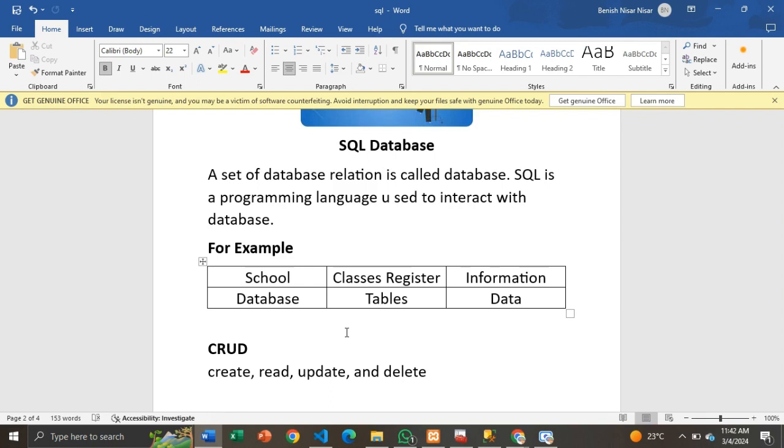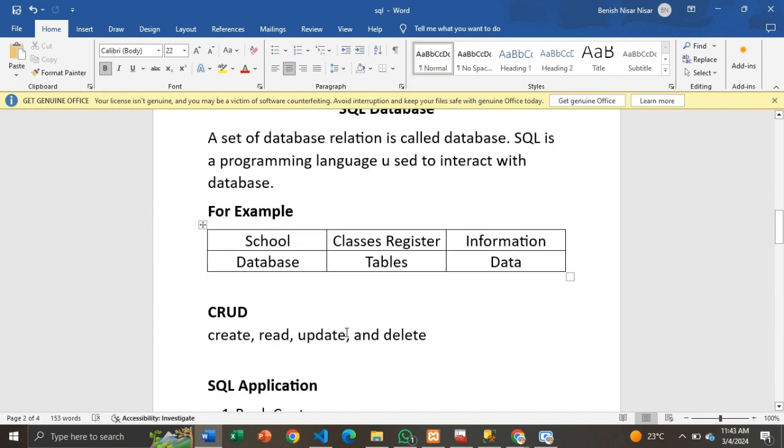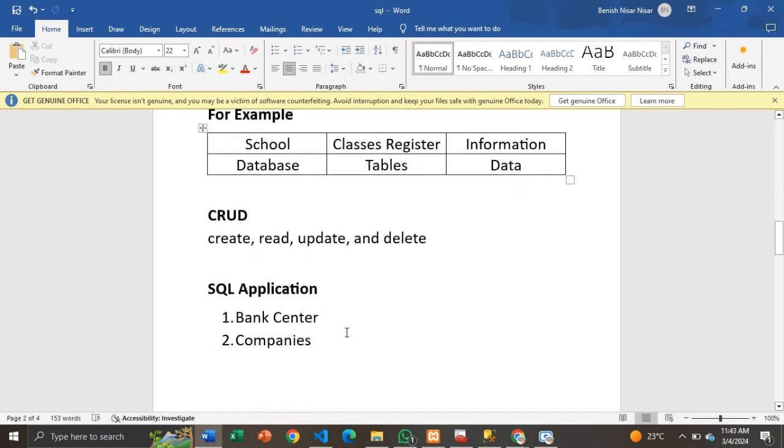anyone who reads in that section is known to us. If we do this here and ask, it will bring us its specific ID. These things are used and their purpose is fulfilled. Create, read, update, and delete: SQL applications work in these things.